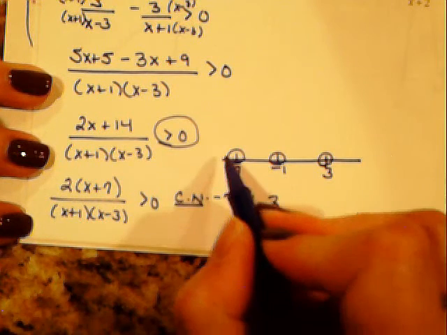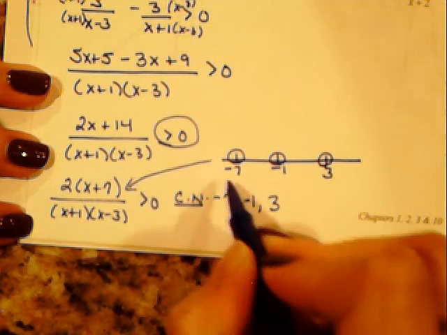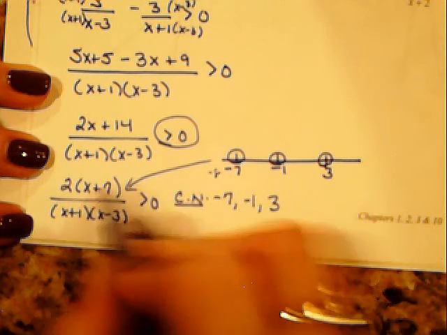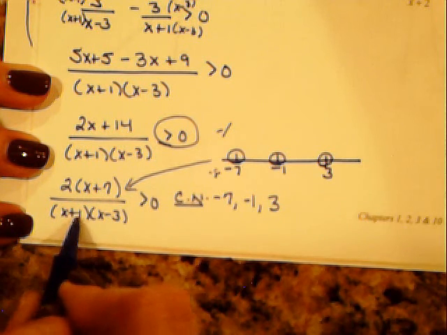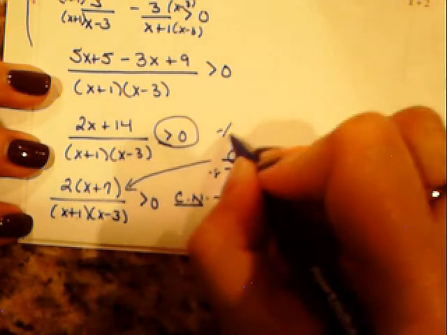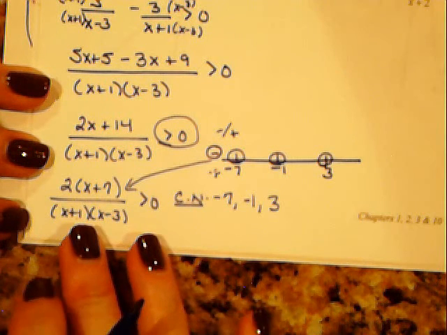So again, if I choose my test numbers, negative 8, again, I'm still plugging it back into the factored form to check. So if I plug in negative 8 plus 7 gives me a negative number in the numerator. Negative 8 plus 1, negative again, and negative times a negative is a positive. So numbers less than negative 7 will be positive numbers.